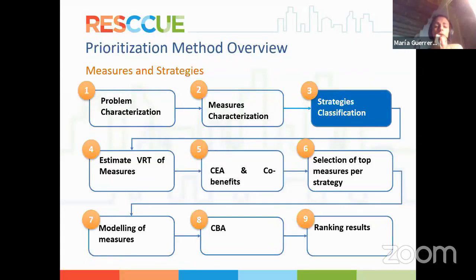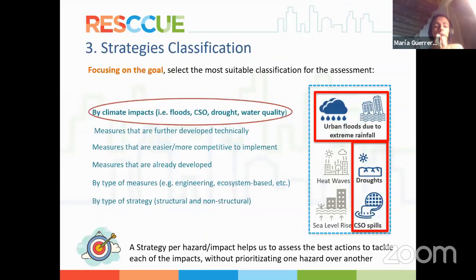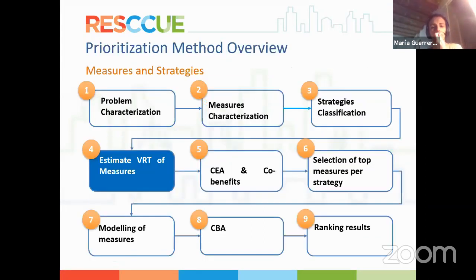So we also define strategies in order to classify measures by their target. We provided different strategies classification possibilities to give options to the different needs of each city. For us, the classification of measures by strategies was defined by the different climate impacts and their assessment, as it helped us to assess the best actions to tackle each of the impacts without prioritizing one hazard over another.